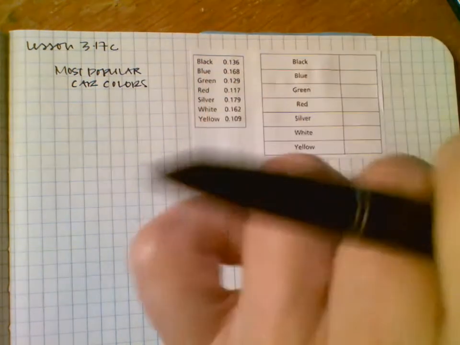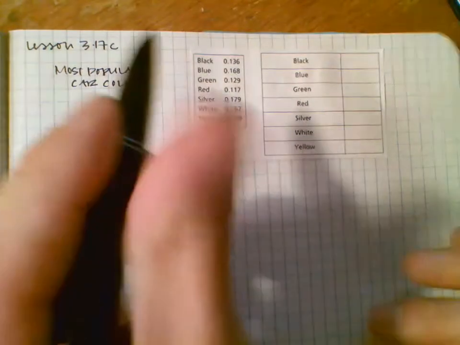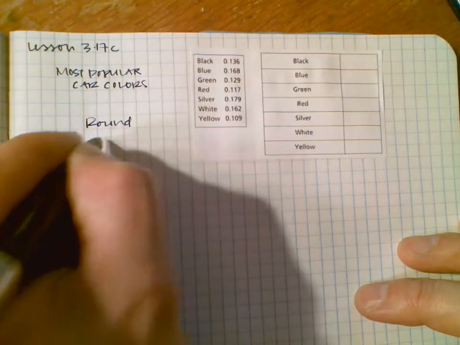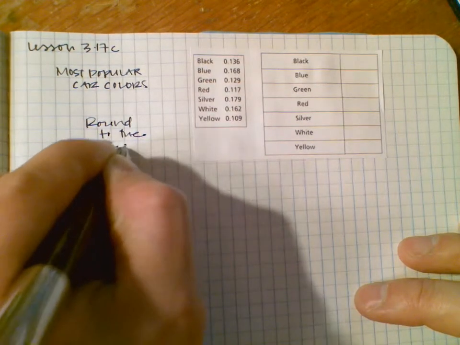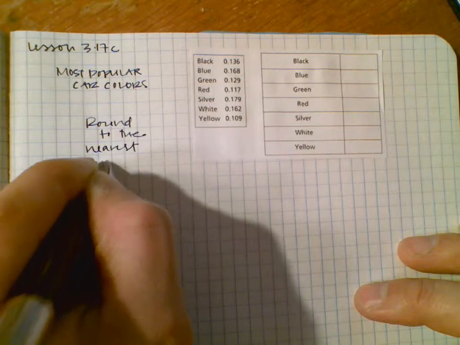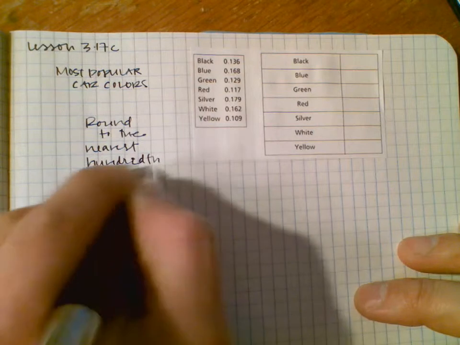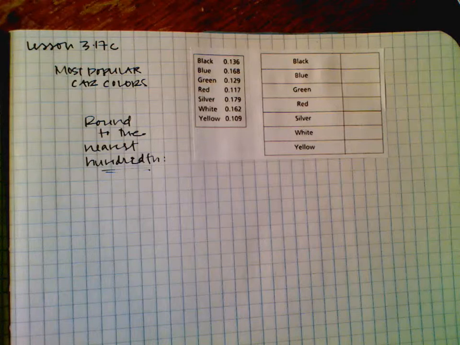So the first thing that we need to do, because we have really small numbers, is that we should round to the nearest hundredth. Round to the nearest hundredth. Now pause the video and take care of that. Unfortunately, I won't be able to pause, so I'm just going to wait a little bit and twiddle my thumbs while you guys start rounding.